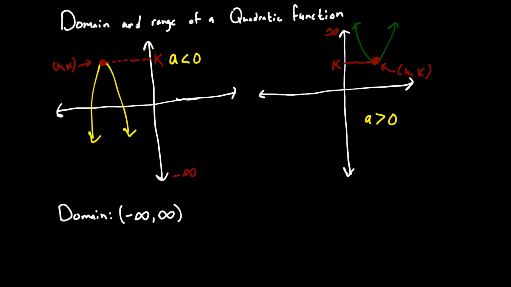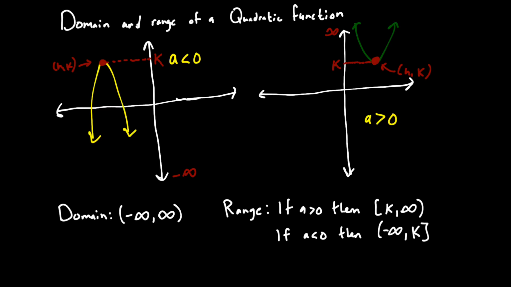We summarize the range as follows then. Before we go any further, let me note that, again, h is equal to negative b divided by 2a, and k is equal to f evaluated at h.